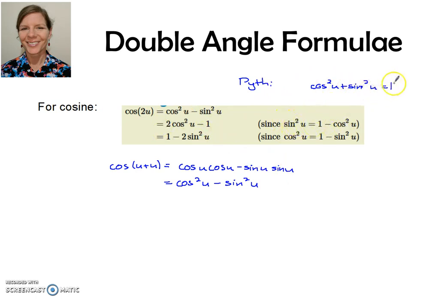If you rearrange the Pythagorean identity, you get sine squared u is 1 minus cos squared u, and then if you substitute that in, that's how you do these. So there's actually 3 for cos 2u, and you pick whichever one you want. If you're just looking for cos, use that one. If you're just looking for sine, use that one. If it doesn't matter, you're happy to have both, use that one. It'll make more sense as we come into doing some proofs and some solving.